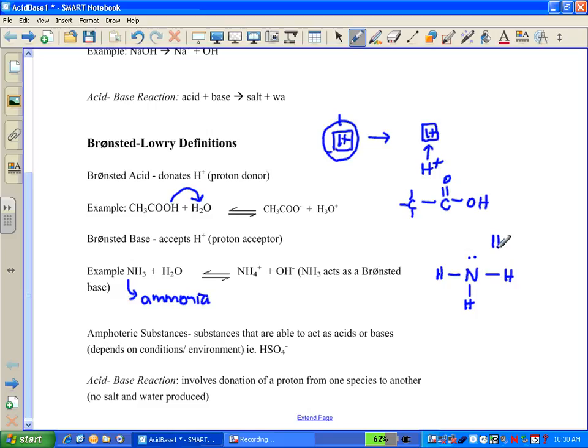So the hydrogen comes in here, and these are actually the electrons that are used to form the bond. So what happens here is that the water is the donor in this situation. It's donating a proton to the ammonia, and we're left with the ammonium ion and hydroxide.